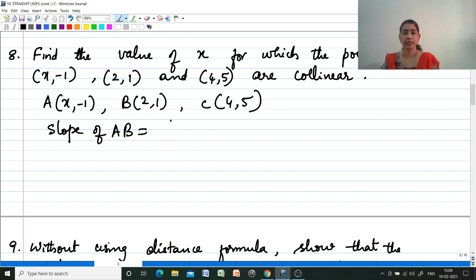Slope of AB is equal to 1 minus (-1) divided by 2 minus x, and the slope of BC.